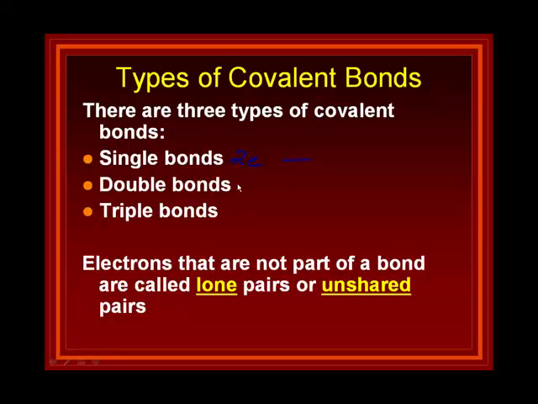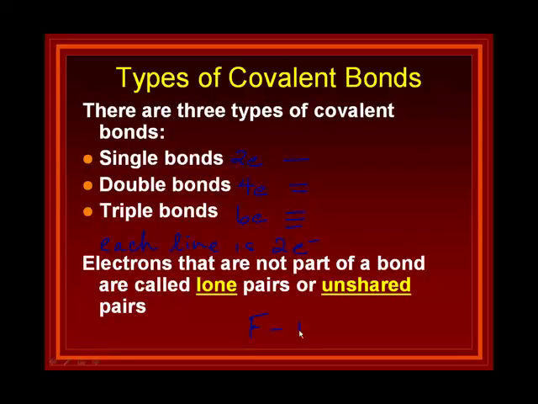A double bond is 4 electrons being shared, and it has a double line. Triple bond, 6 electrons being shared, and it has 3 lines, like that. Each line is 2 electrons. Okay. Now, electrons that are not part of a bond are called unshared pairs or lone pairs.